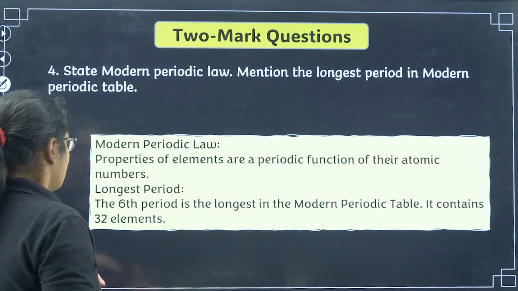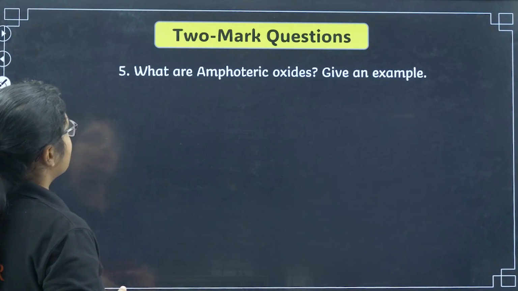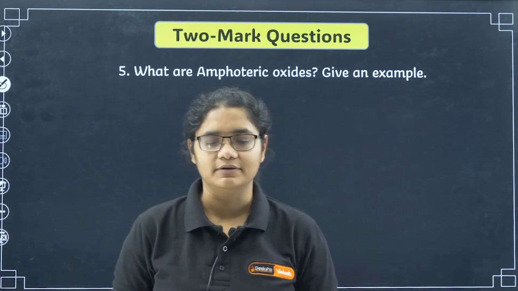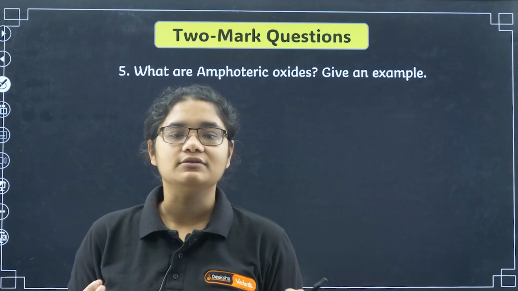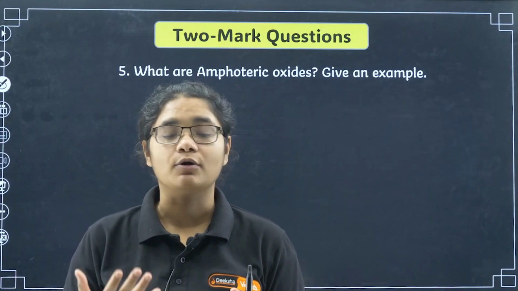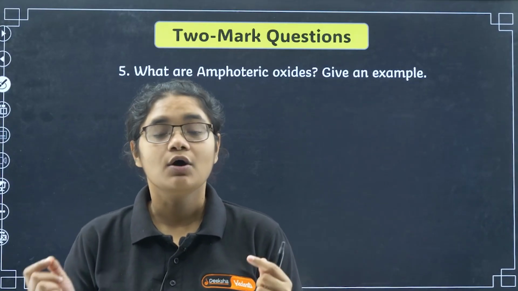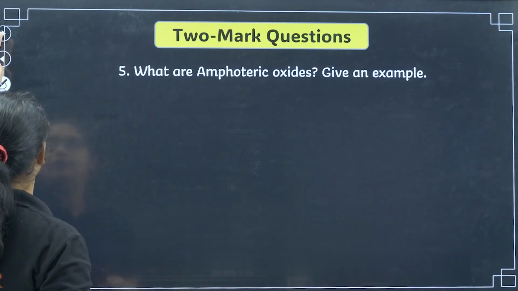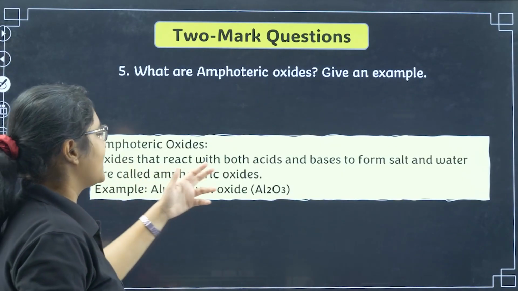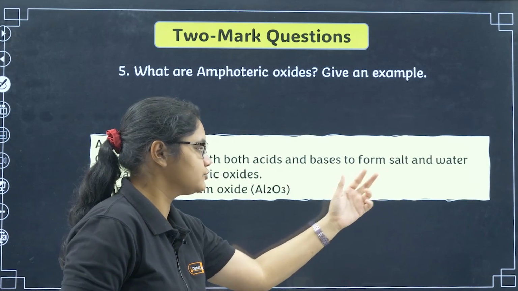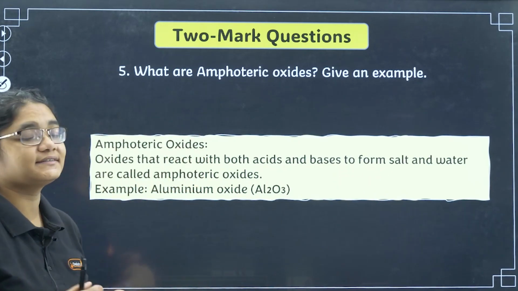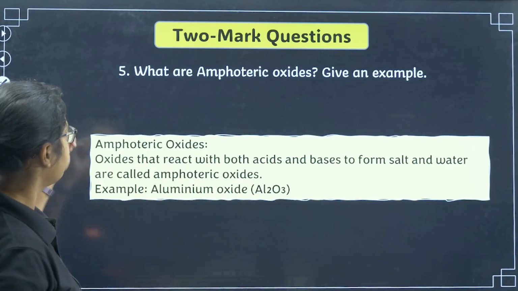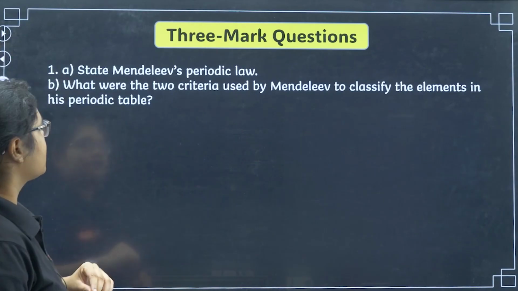Next, if I go to the fifth question, what are amphoteric oxides, and give an example. Very simple question. Amphoteric oxides are those oxides which have the properties of both acids and bases, or which can react with both acids and bases. Example is aluminium oxide. Oxides that react with both acids and bases to form salt and water are called amphoteric oxides. Example is Al2O3. Now let's move to the 3-marker questions.